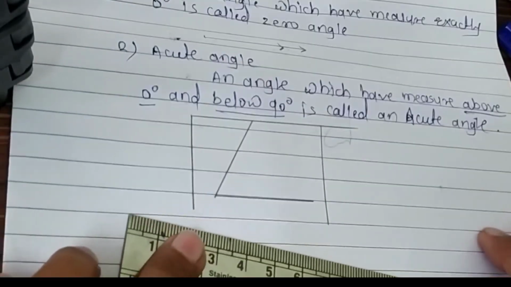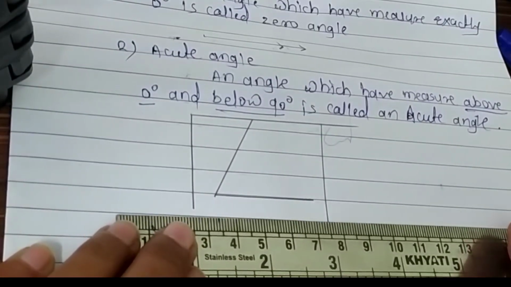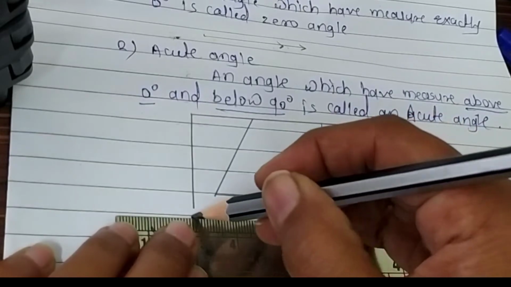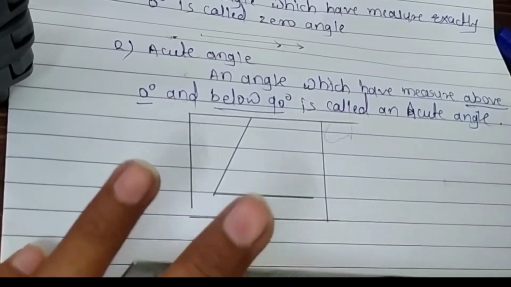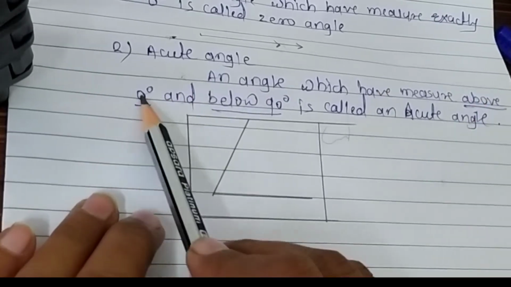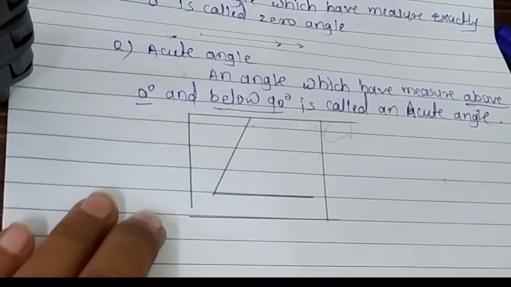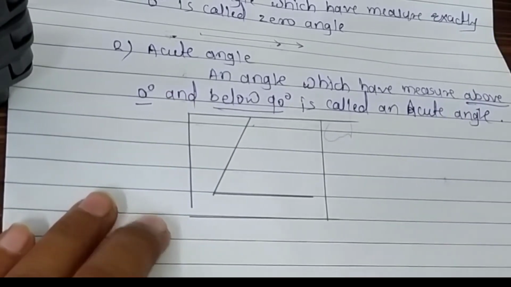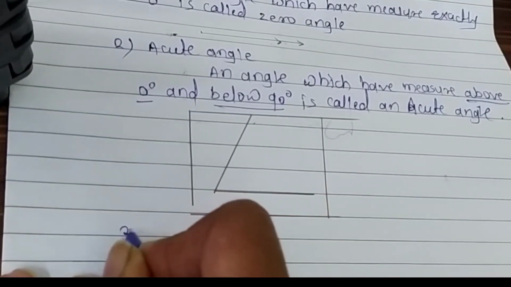It looks like this, an acute angle. Remember, it's always above 0 degree and below 90 degree. It's very important. The third type is right angle.